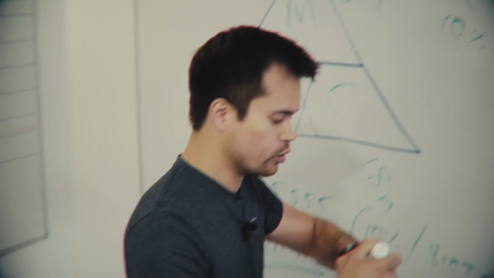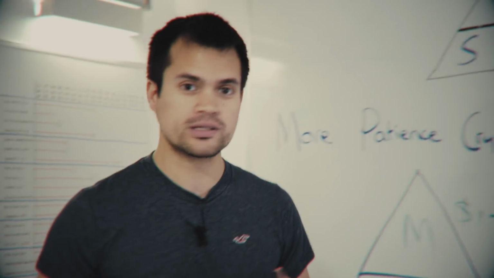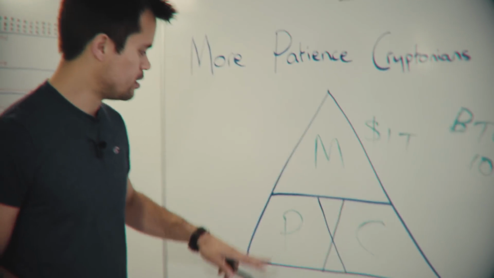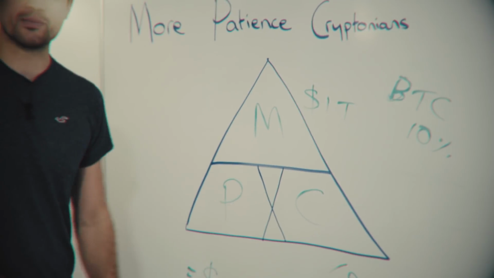So if you're ever unsure, it's more patience Kryptonians. It's market cap over price times circulating supply.